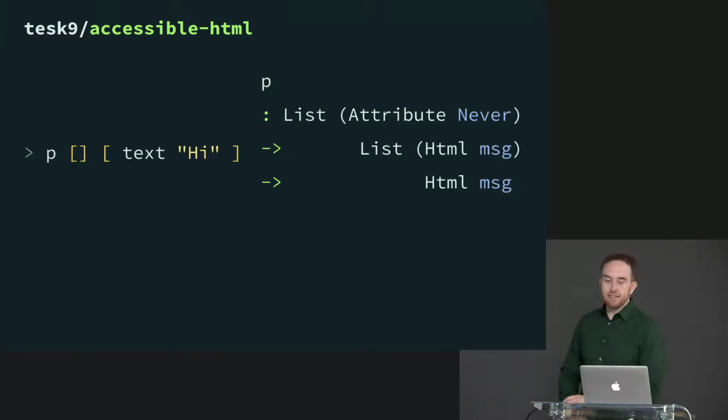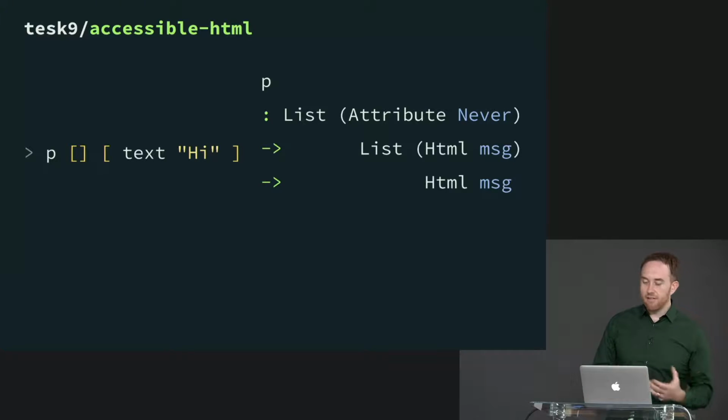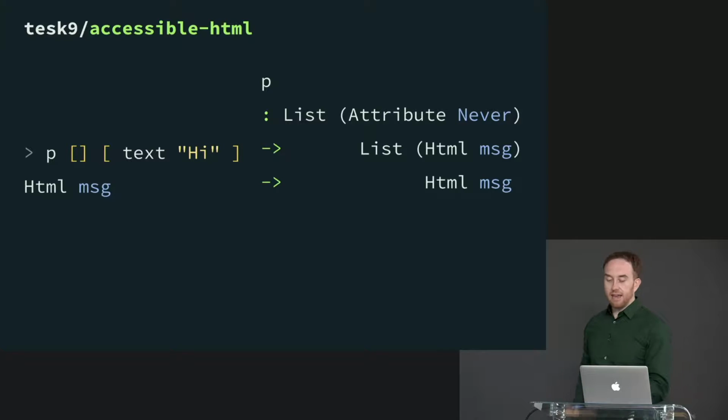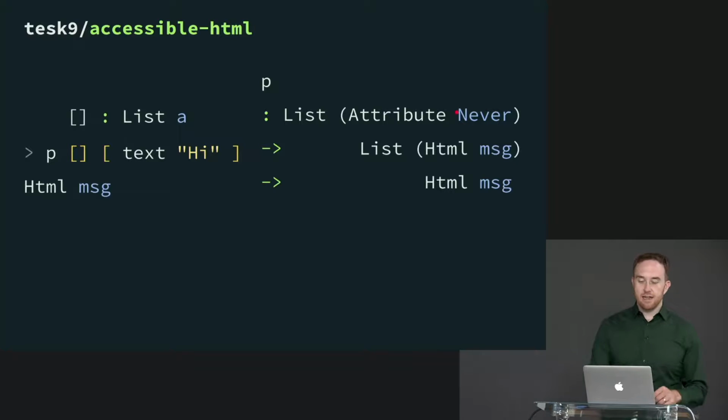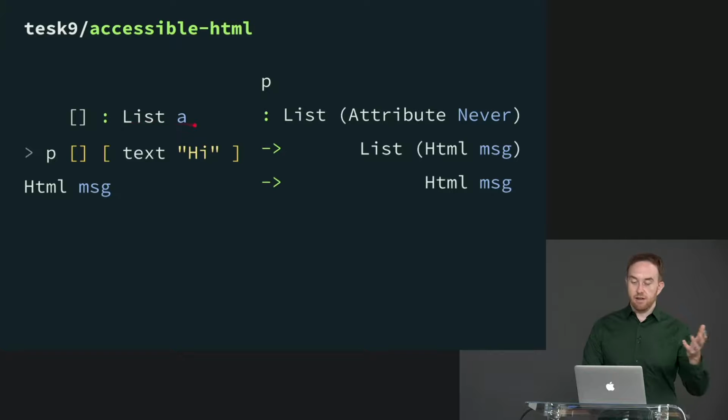So going back to this example that we had in the REPL before, paragraph, empty list, text, hi, that'll still compile. And it'll give us back HTML message with an unbounded type just like before. And the reason for that is that the first argument we're passing is a list, an empty list, which is list with an unbounded type, which means that yeah, that'll absolutely unify. The constraints will unify with attribute never because this sucker unifies with anything.